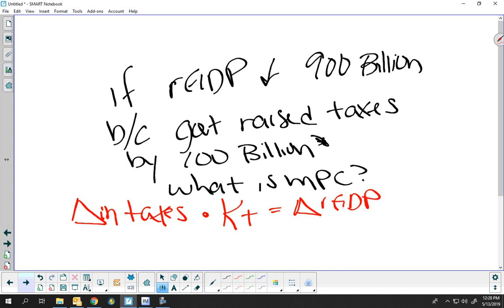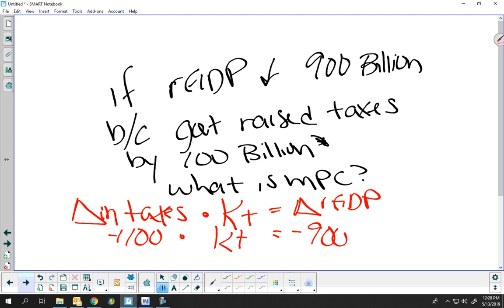Okay. Here's the other equation you're going to use. Some sort of change in taxes times the tax multiplier will give you some sort of change in real GDP. Then you just plug things into what you know. I know that GDP went down by 900 billion. I know it was brought to you by a change in taxes by 100 billion. Raise taxes by 100 billion.